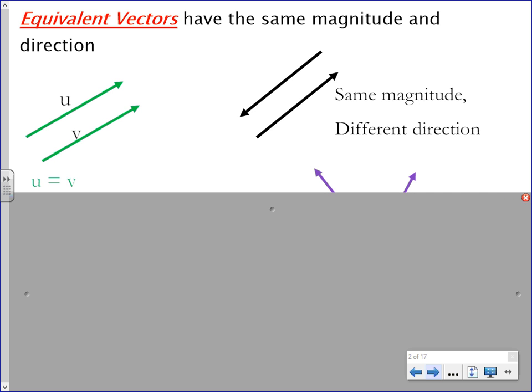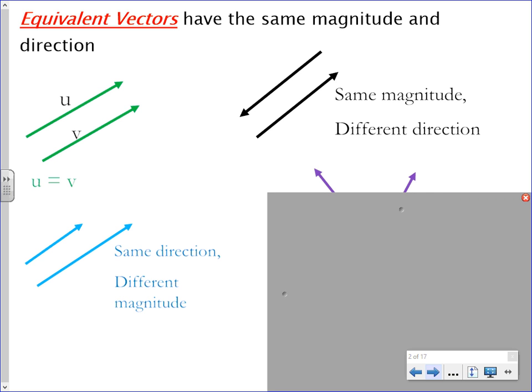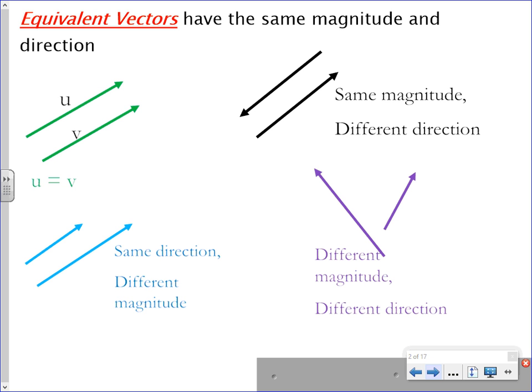Okay. Here are 2 vectors that have the same direction. They're pointing with the same angle. However, they are different lengths. And then here are 2 vectors that just have nothing in common. But as you can see from these 4 pictures, the only time they're going to look the same is if both direction and magnitude are the same.